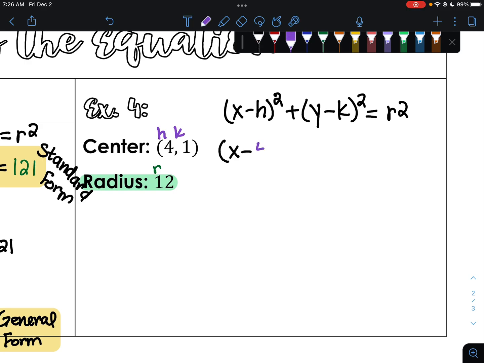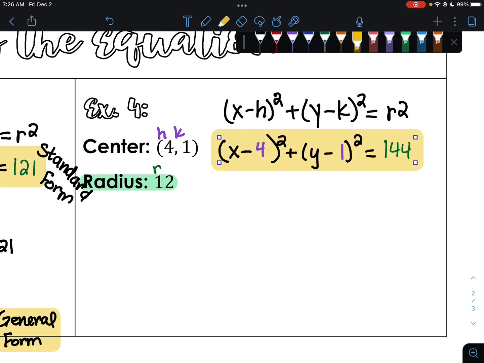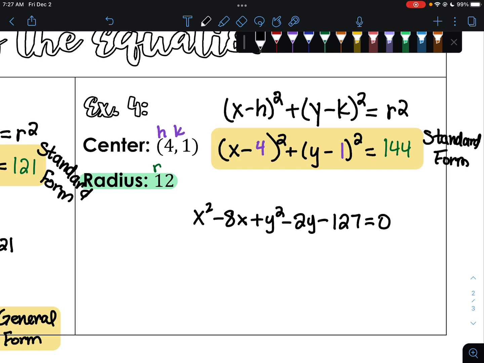So I have x minus 4 squared plus y minus 1 squared. And my radius is 12, so if I square 12, it is just 144. So that is the standard form. If you want to try to expand it, pause the video and you can check your answer with mine. Let me label my standard form. And for the general form, if you expand it, you should get x squared minus 8x plus y squared minus 2y minus 127 equals 0. So hopefully you gave that a try so you can see if you get the same thing.